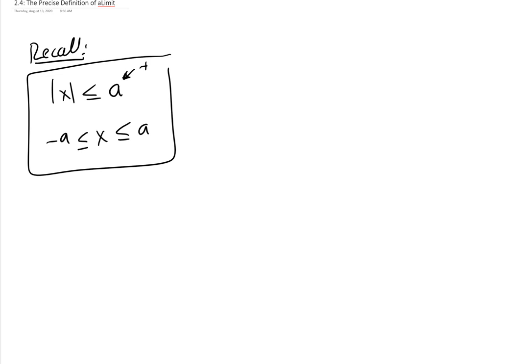Section 2.4, the precise definition of a limit. So what we need to do here, first we need to recall something from algebra. Recall that if the absolute value of x is less than or equal to a, where a is a positive number, then x is between negative a and a. The absolute value of x less than a is the same thing: x is between negative a and a.